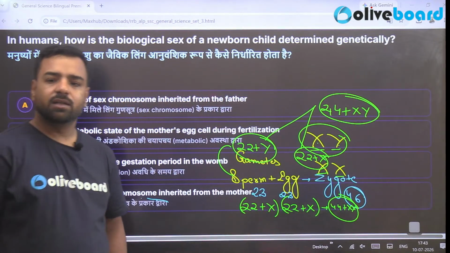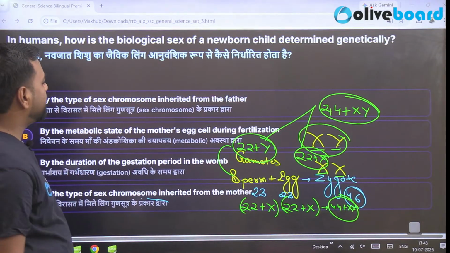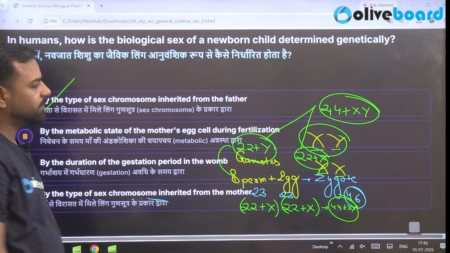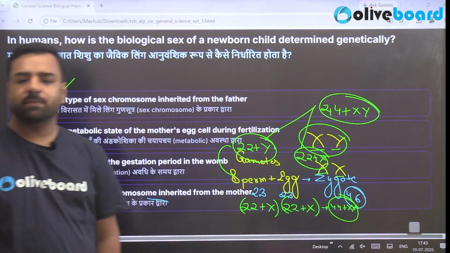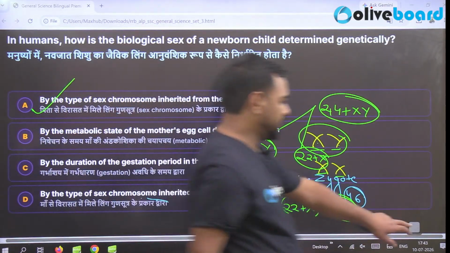Getting my point? So yes, it is by the type of sex chromosome inherited from the father. No need to go with the other options, because it's the father only who determines the sex of the child, and it's a very important one. Okay, so that's okay.